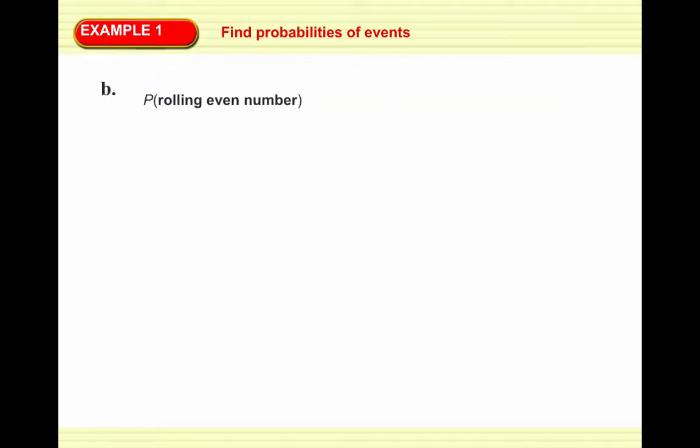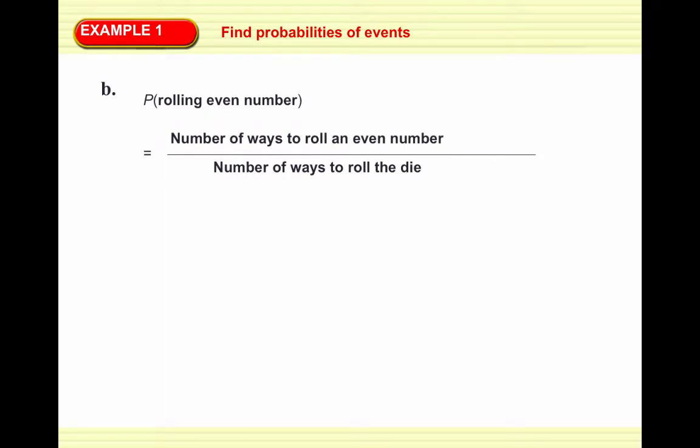Now, for rolling an even, this one's a little more interesting because there's more than one way to roll an even number. So when we consider our sample space of 1, 2, 3, 4, 5, 6, 2, 4, and 6 are all ways to roll an even. So there's 3 ways to roll an even out of 6 total outcomes. And so 3 out of 6 will reduce down to a half.